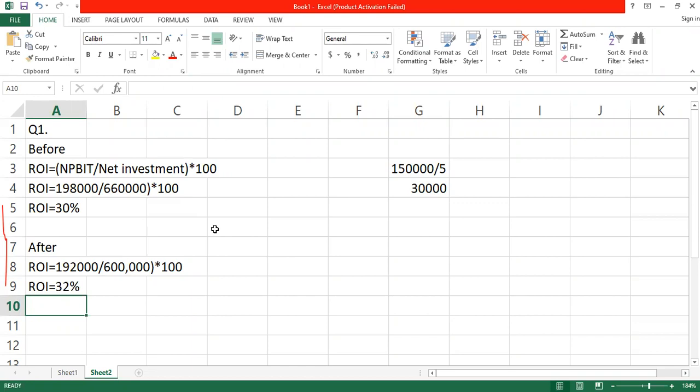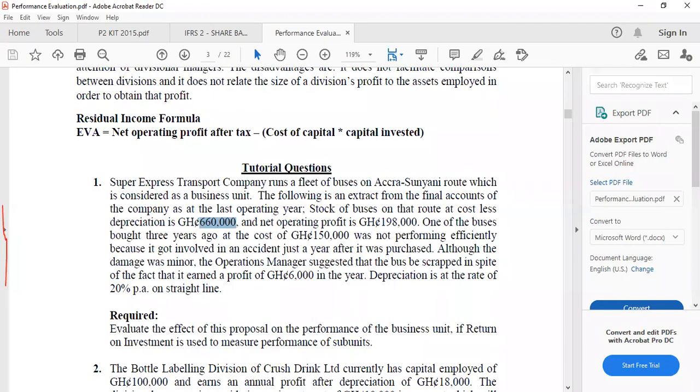It means that they are not even using the bus very well because of the accident. It's not efficient again. We are incurring more costs, but it is giving us low return. So it's better we should scrap it. That is it. Let's look at the next question.